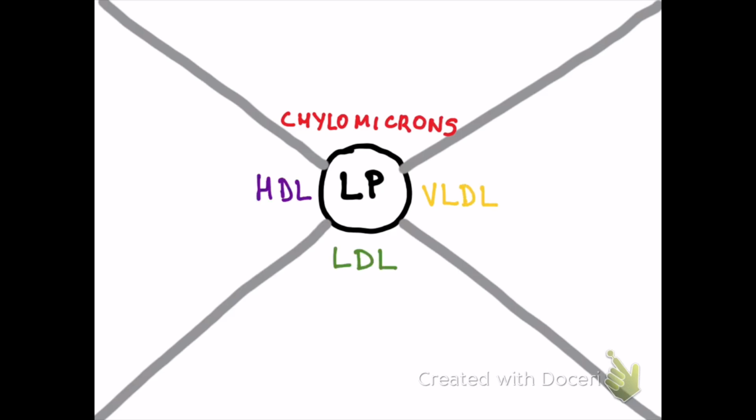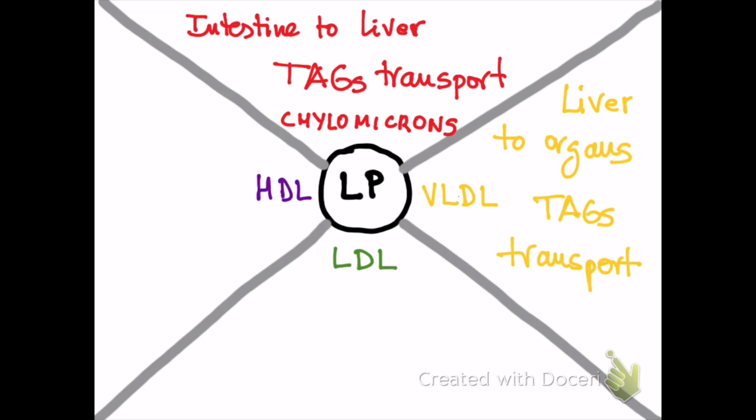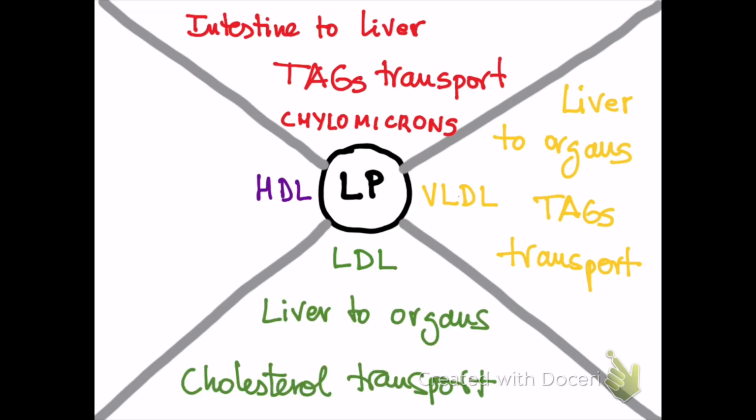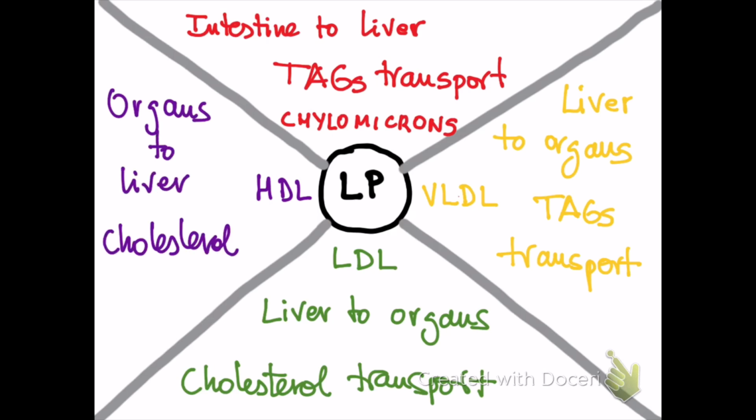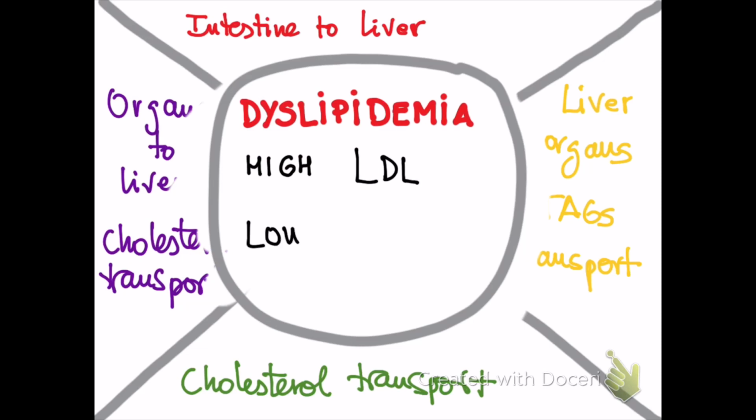There are four fundamental types of lipoprotein. Chylomicrons transport lipids from the intestine to the liver. They carry triacylglycerol. VLDL transport TAG from the liver to the other organs. LDL transport cholesterol from the liver to other organs. And finally, HDL is the one that transports cholesterol from the organs to the liver. Dyslipidemia occurs when LDL levels are high and HDL levels are very low.